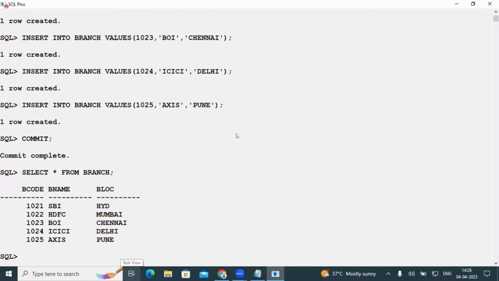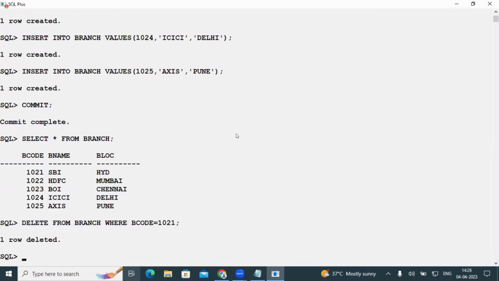Clear now? On this permanent storage of data, I'm going to perform an operation. The operation is called delete. So suppose I do it like this: delete from branch where branch code equals 1021. Deleted from the database. And where will the deleted data be stored? Instance memory. Keep it that way. So in my instance memory, which record is there?